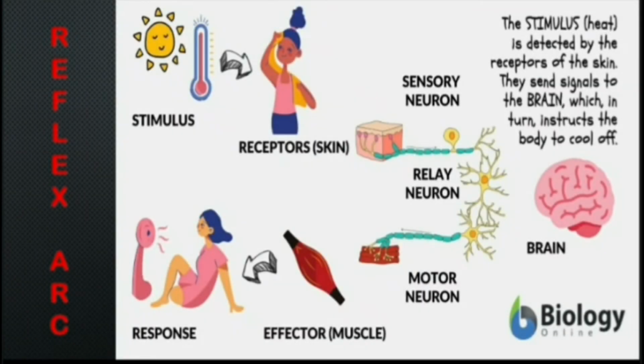To further understand the reflex arc, here is another example. As we can see in the picture, the sun is the stimulus and the receptor is our skin, wherein we can feel the heat. The message then goes to our sensory neuron, then to our central nervous system or brain. Next it goes to the motor neuron and then to the effector, our muscle, and last is our response. In conclusion, the stimulus or heat is detected by the receptors of the skin. They send signals to the brain, which in turn instructs the body to cool off.